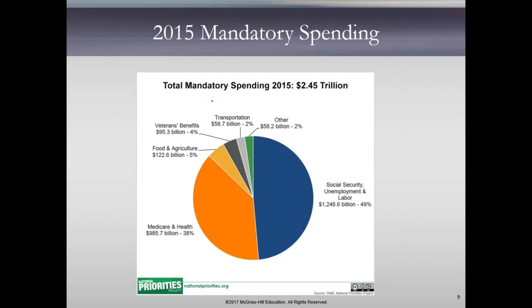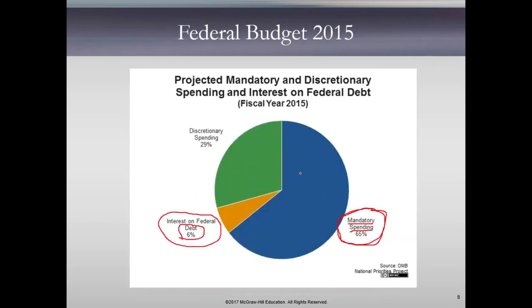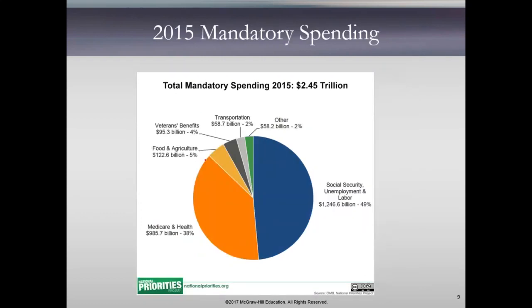Okay, so what this slide does is it takes the mandatory spending and breaks it down into the different components of mandatory spending. The biggest component is Social Security. The total amount in 2015 was $2.45 trillion on mandatory spending, basically entitlement programs. And almost a full half of all mandatory spending is on Social Security payments.